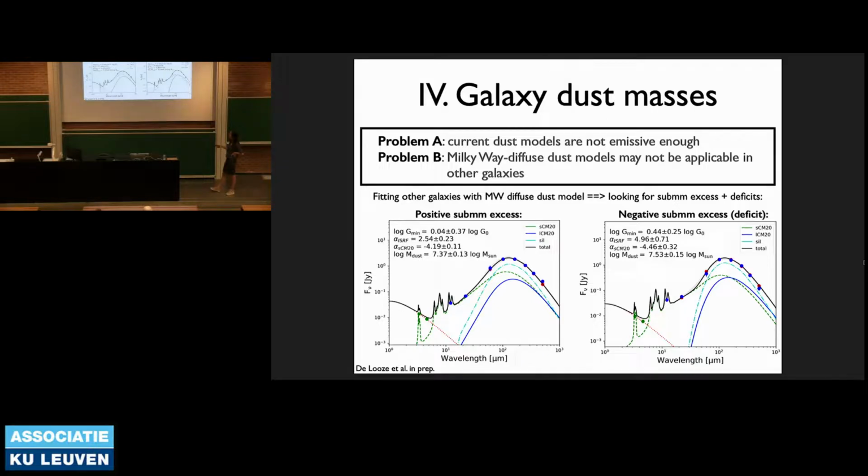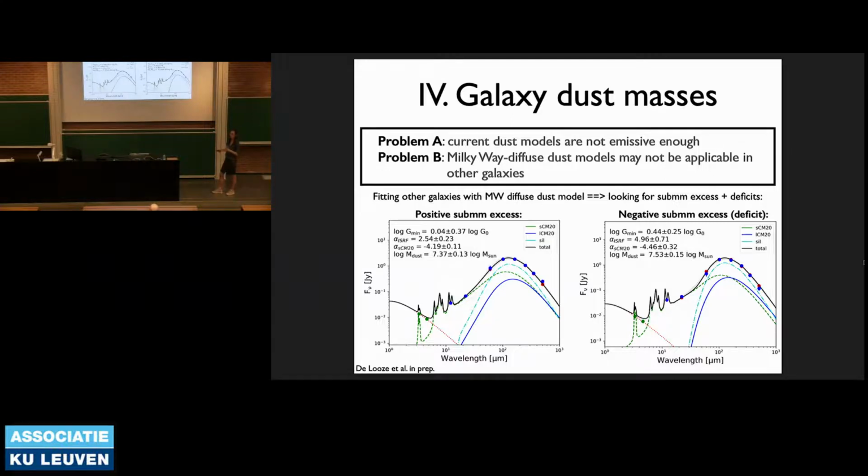Also, another assumption that often is made, and a problem, is that we have a lot of constraints on Milky Way dust because we're in the Milky Way, but often people then extrapolate and say, okay, we assume Milky Way dust to be the same everywhere. But that's, of course, not the case, and that's something that we're showing in a paper that is in preparation right now. So what we're doing is we are having observations for more than 400 galaxies.